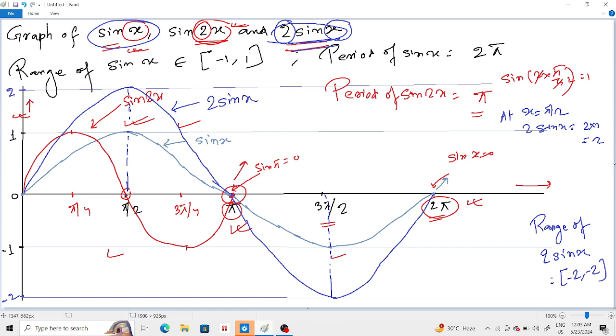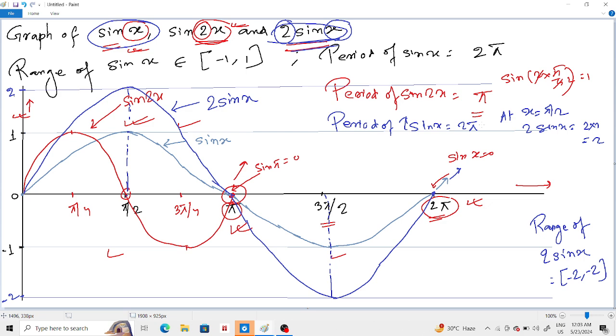Now as you can see, since after 2 pi 2 sin x is going to repeat the design, therefore we say that the period of 2 sin x is still 2 pi. Why? Because after 2 pi radian 2 sin x is going to repeat its design.